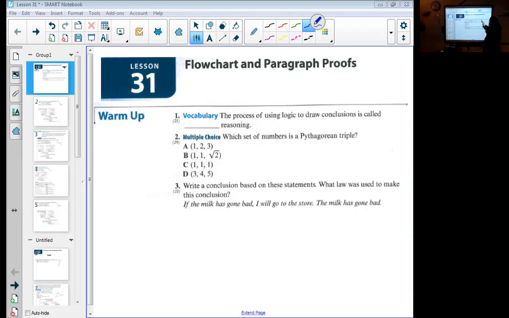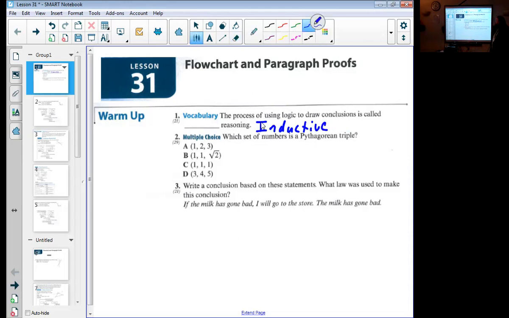So using the process of logic to draw a conclusion. Because we're drawing a conclusion that is telling us further information beyond what we have, that means it is inductive reasoning.